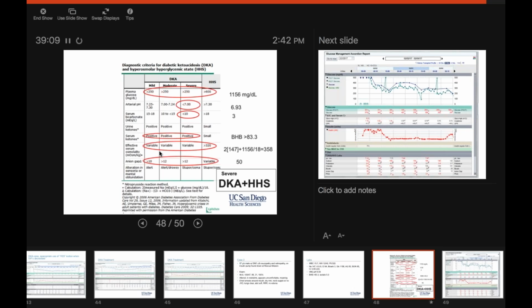Because the DKA is going to get really sick and come in. So the DKA, the HHS, they get really, really dehydrated. He probably got altered, passed out, his pump fell off. And then he came in with DKA as well. Either way, treatment is the same.